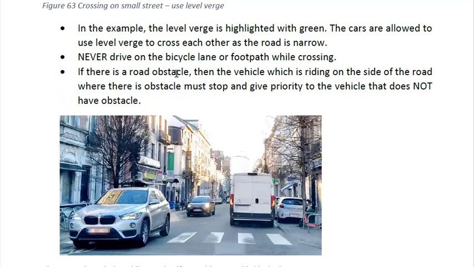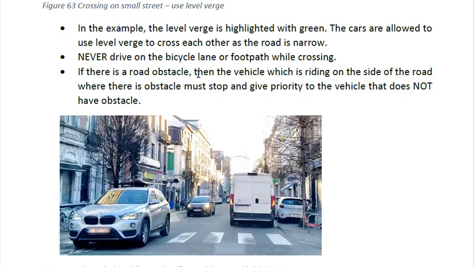The next thing is when you are crossing a car or a vehicle, you should never drive on the bicycle lane or footpath. Just as we discussed before, an elevated verge is a footpath and we should never drive on an elevated verge. So also it is not allowed to drive on a bicycle lane while crossing. It's an offense.